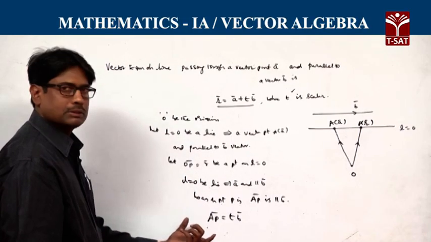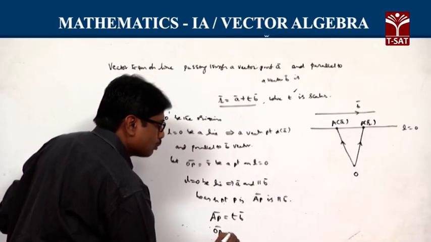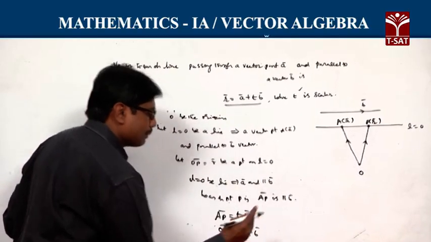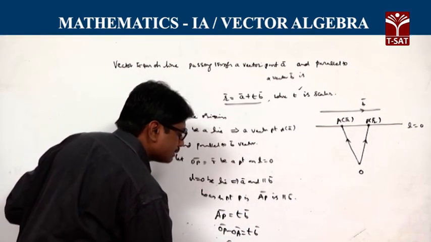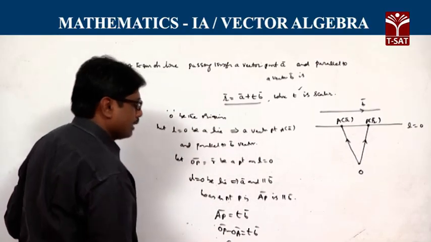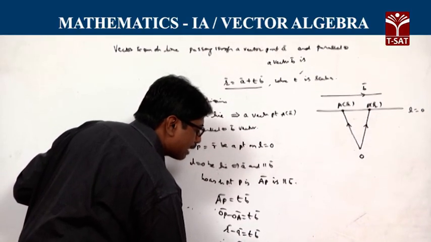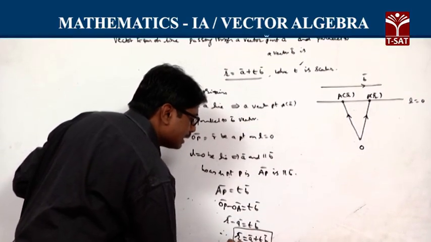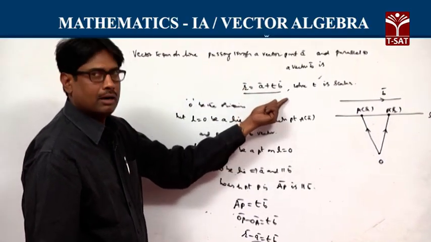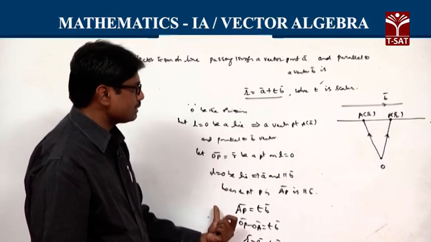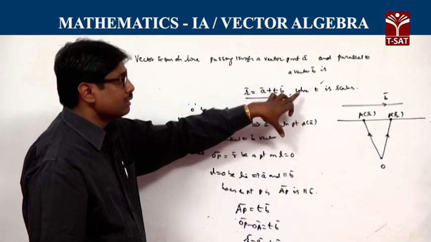Expressing this in position vectors, OP bar minus OA bar is equal to T times B bar, or R bar minus A bar is equal to T B bar. Therefore, the vector equation of the line will be R bar is equal to A bar plus T B bar. This is the equation of the line passing through the vector point A bar and parallel to the vector B bar.